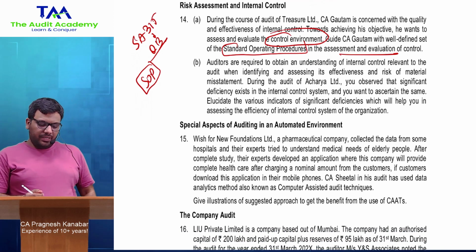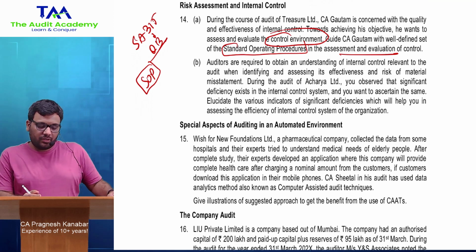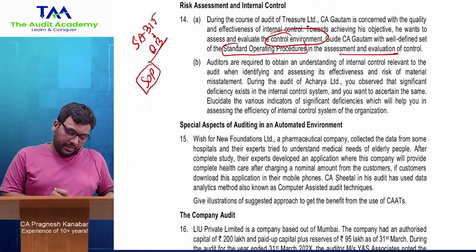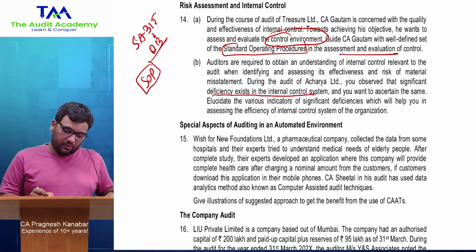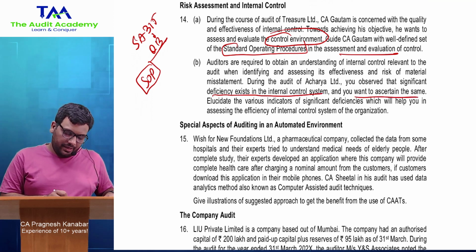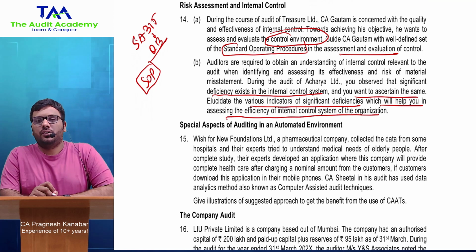Auditors are required to obtain an understanding of internal control relevant to the audit when identifying and assessing the risk of material misstatement. During the audit of Acharya Limited, you observed that a significant deficiency exists in internal control, and you want to ascertain the same. Elucidate various indicators of significant deficiencies which will help you in assessing the efficiency of the internal control system of the organization.